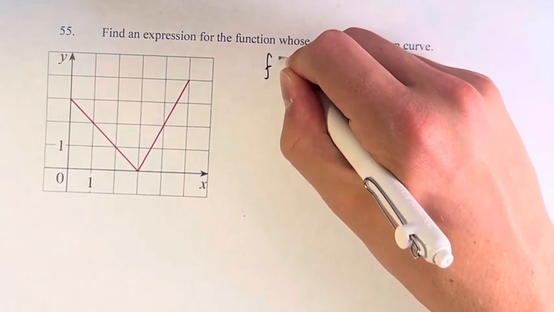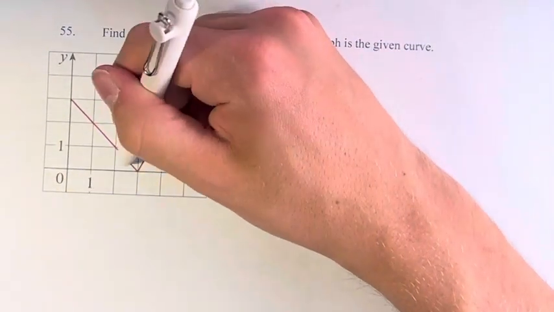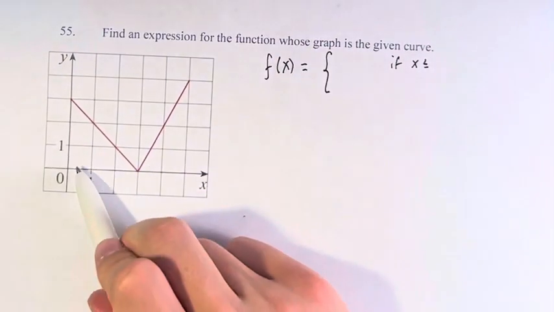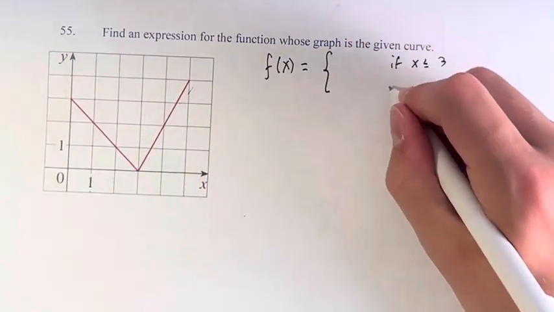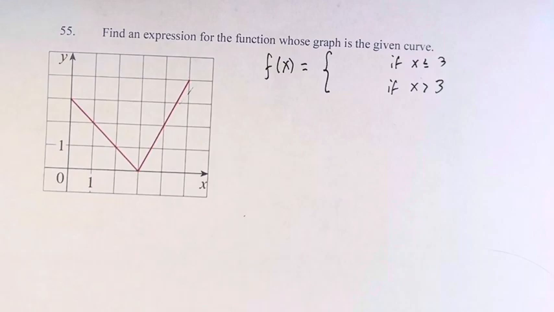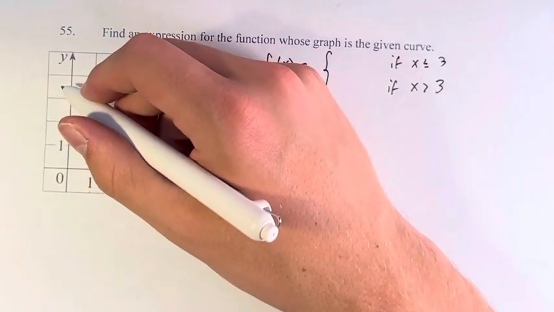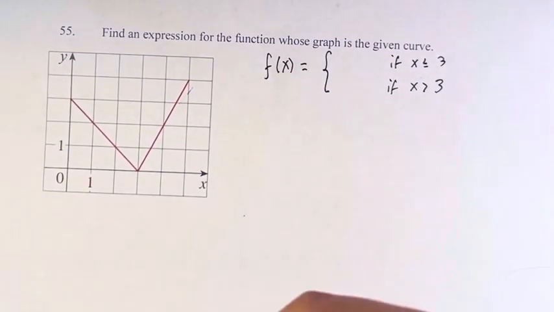So we're going to have, let's call f of x is equal to this line if x is less than or equal to 3, and this line if x is greater than 3. So what is the graph of this line? So we have the equation of a line, so we need the slope and the y-intercept. The slope is really easy.